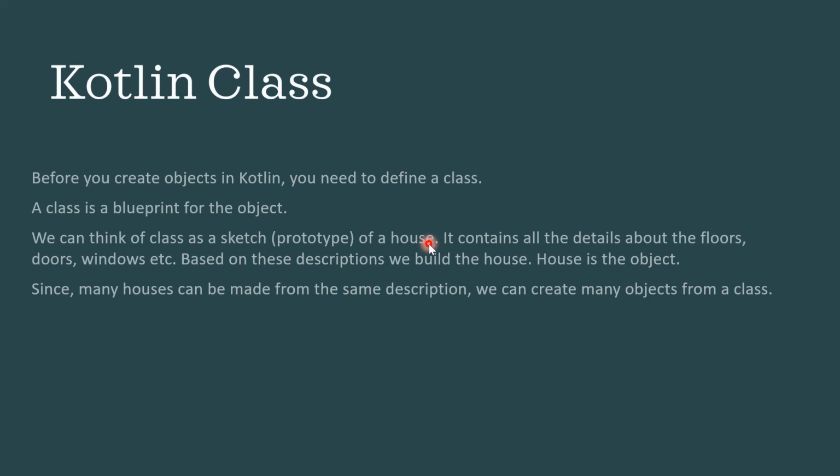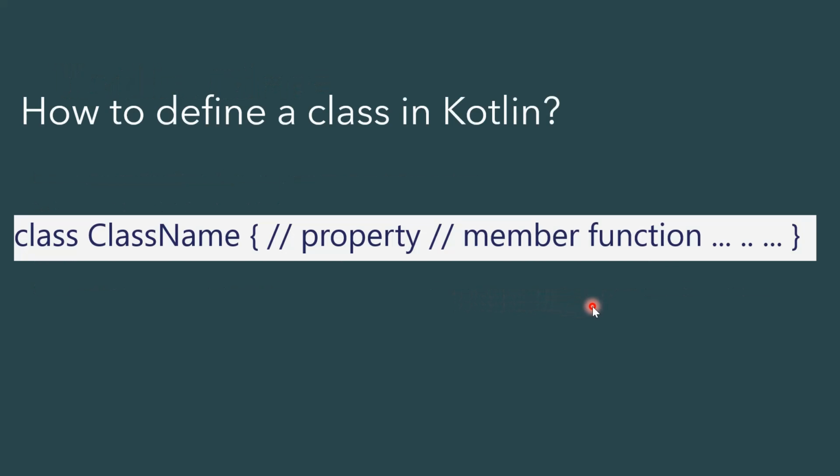And what is an object? Yes, you have guessed it correctly. It's the house itself. And not only one house: we can build multiple houses from the same blueprint. This is true in OOPS as well. You can build multiple objects which belong to a similar class. So here is the point: since many houses can be built from the same description, we can create many objects from a class. That's true. So let us get into the coding part.